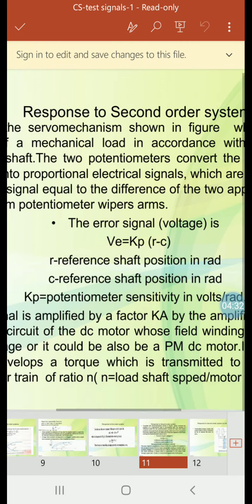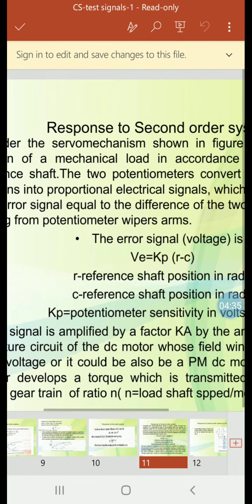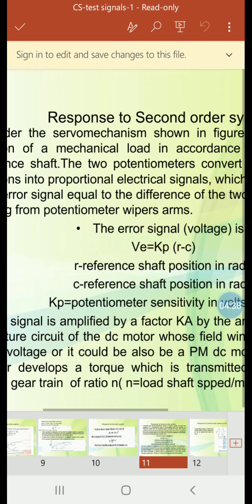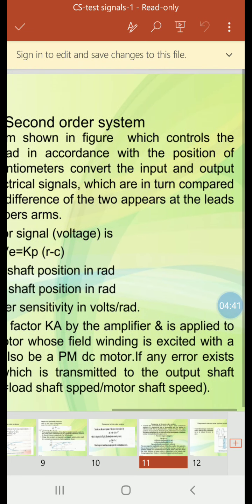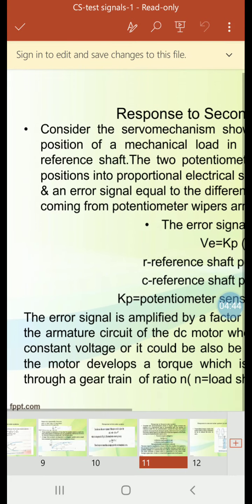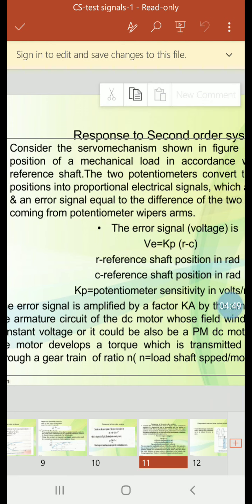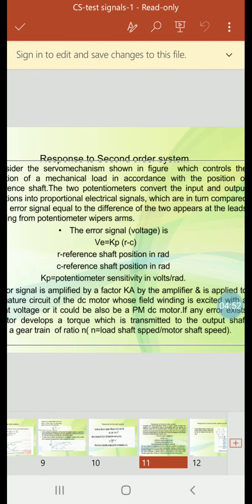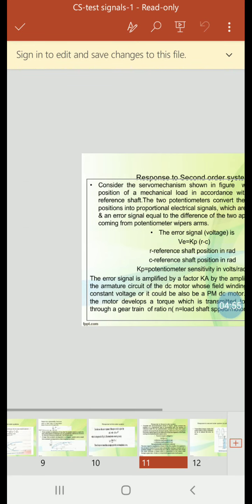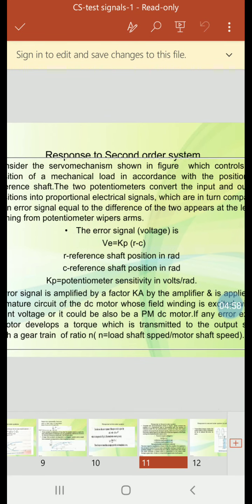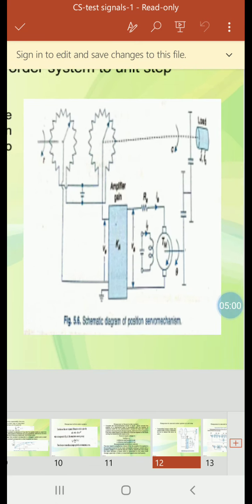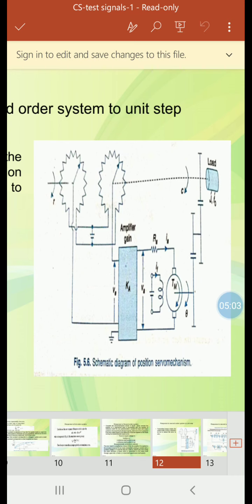There are two potentiometers. They convert the input and output positions into proportional electrical signals, which in turn are compared, and an error signal equal to the difference of the two appears at the amplifier leads coming from the potentiometer wipers. So you can see there are two inputs coming to the amplifier from two potentiometers, one from this potentiometer, one from this potentiometer. Then the difference is compared.